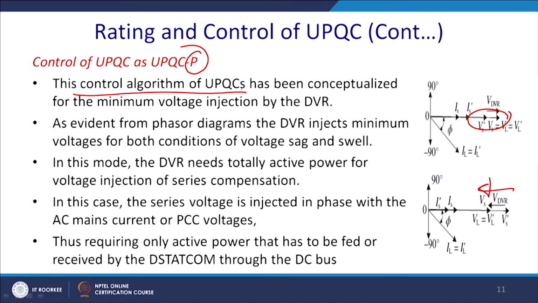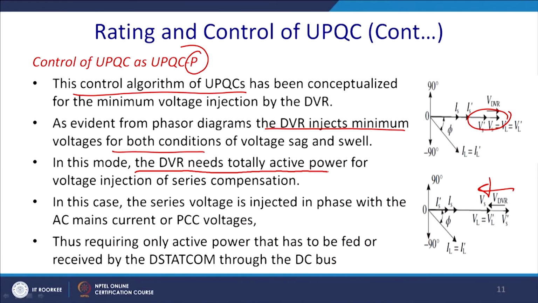As is evident from the phasor, the DVR injects the minimum voltage for both conditions, voltage sag as well as voltage swell. But most of the problems are associated with the sag, so it is sometimes said to be the sag compensator.